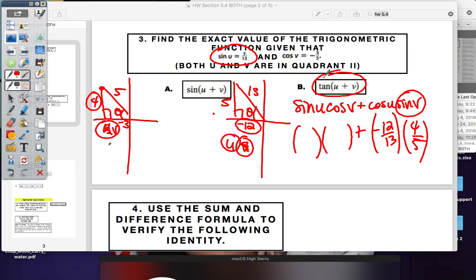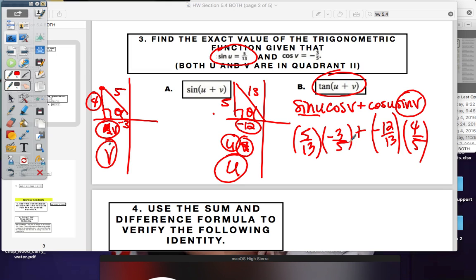Victoria, you good? Sine of u, what's sine of u? 5/13, good. What's cosine of v? Negative 12/13. That'd be over here for this one, right? Oh, you say cosine? Because this is cosine of V. Oh, yeah, this should be v, my fault. And this one's u. So cosine of v would be negative 3/5, I think. Cool. And then I just multiply and then add them together and you're good.